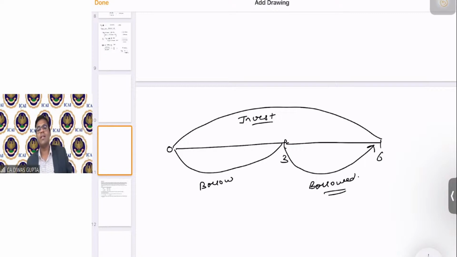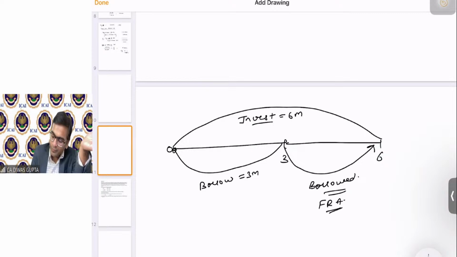So what is the strategy? I will invest for 6 months by borrowing today for 3 months, right? So at the 0th day, I will invest for 6 months and borrow for 3 months. Now, once the 3 months get over, I have this FRA, which will also help me to borrow for another 3 months. So this borrowing will happen through FRA, for which I know the rate as on today.